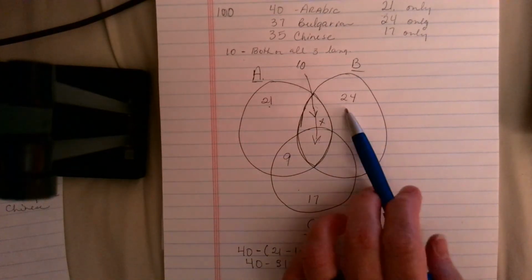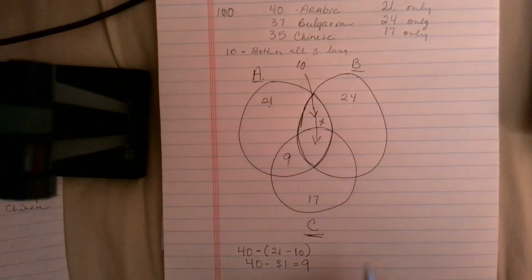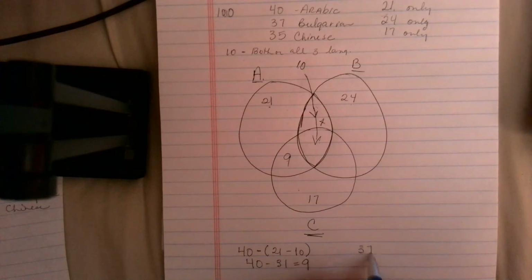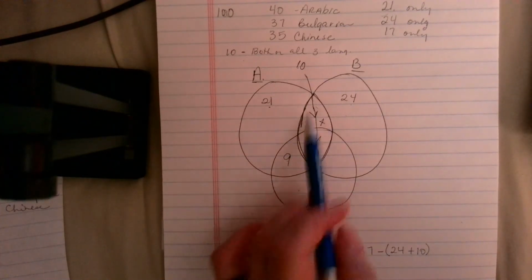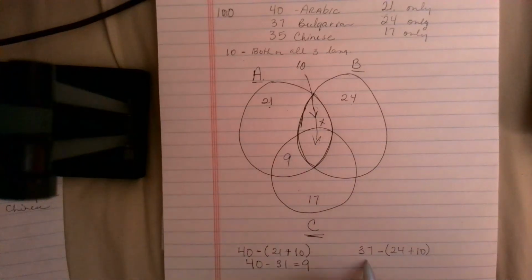I'm going to do the same process here. So Bulgarian students, the total number was 37. And I'm going to subtract out the 24 that are just doing Bulgarian and the 10 students that are doing 2 or 3 languages here. So we've got 37 minus 34, which gives me a total of 3 students. So 3 students are going to be right here.